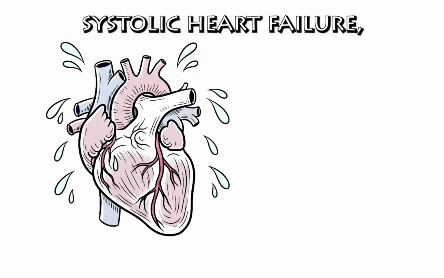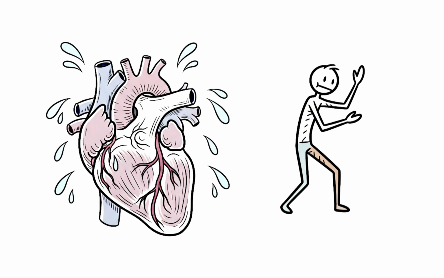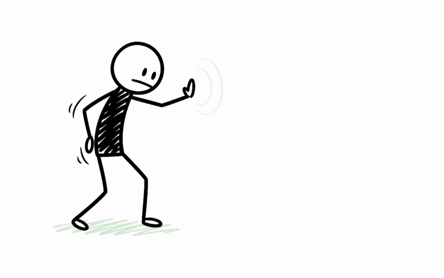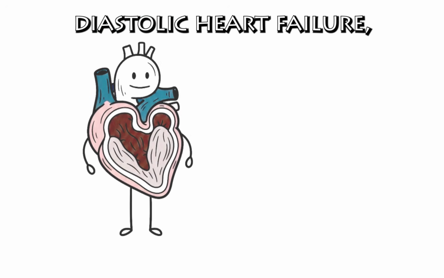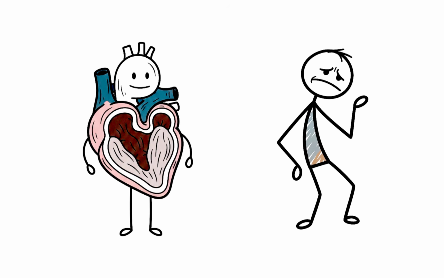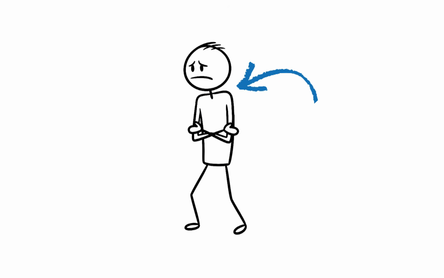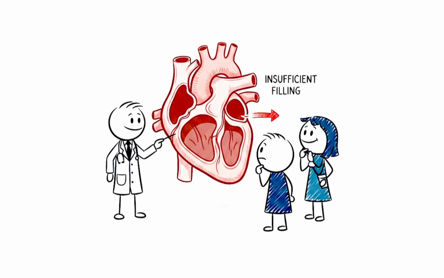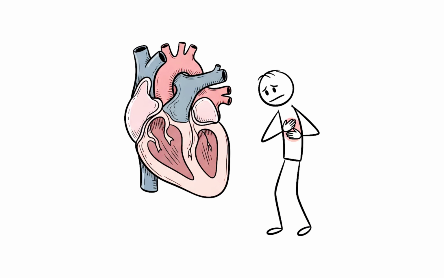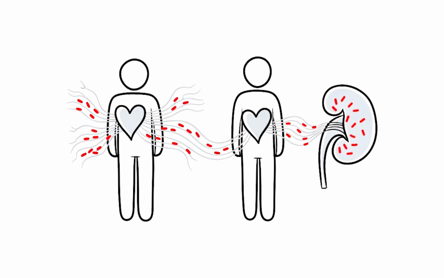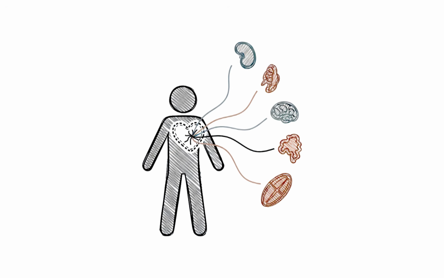In systolic heart failure, the heart muscle becomes weak and cannot contract forcefully enough to push blood forward. In diastolic heart failure, the heart muscle becomes stiff and cannot relax properly, which prevents the chambers from filling with enough blood between beats. In both cases, less blood is delivered to organs and tissues.